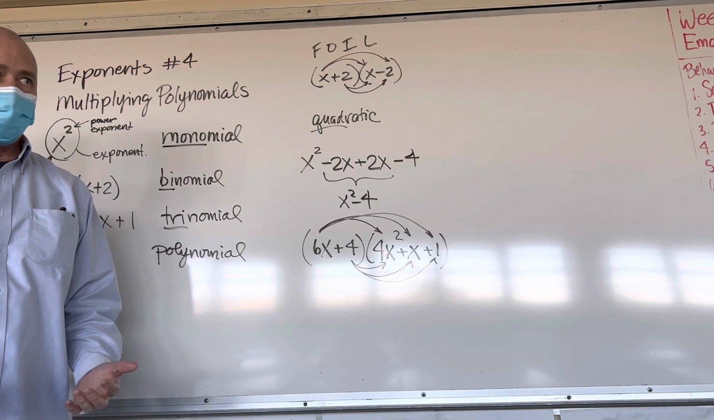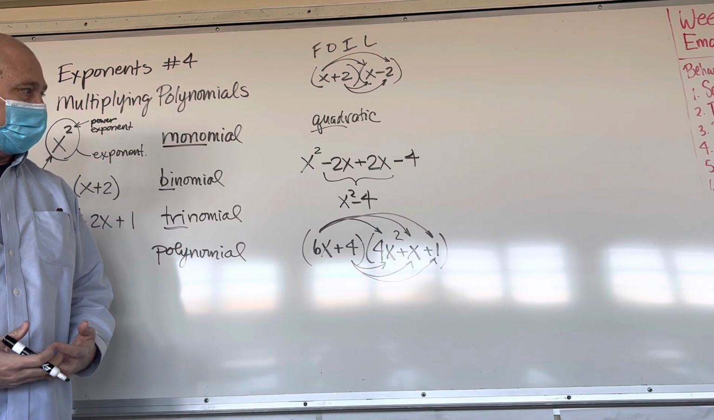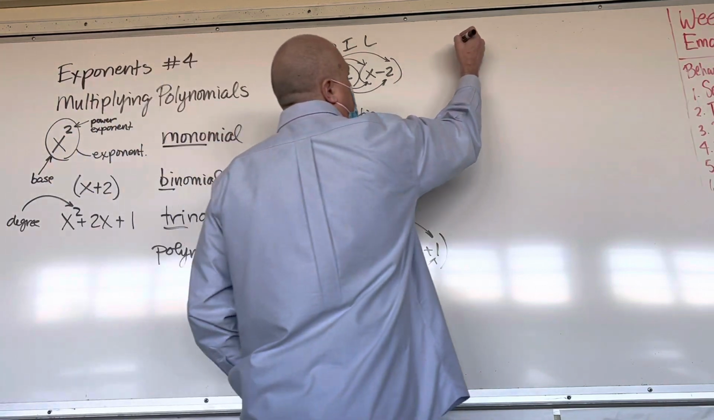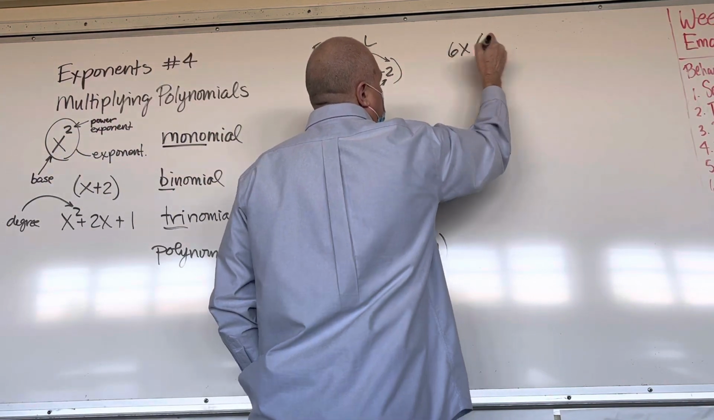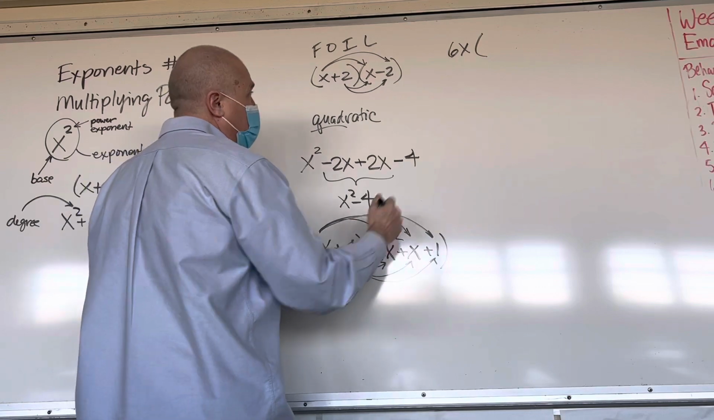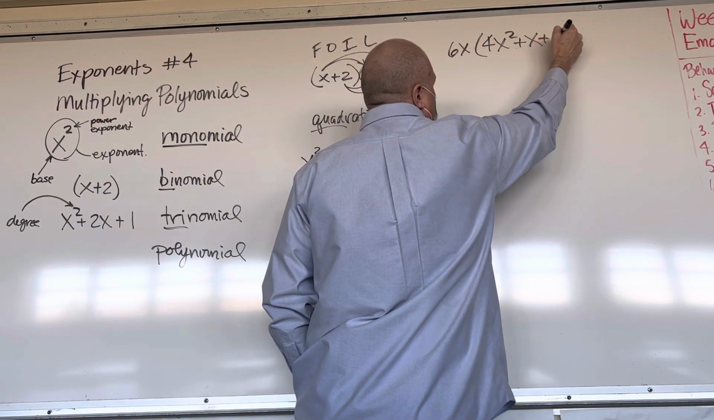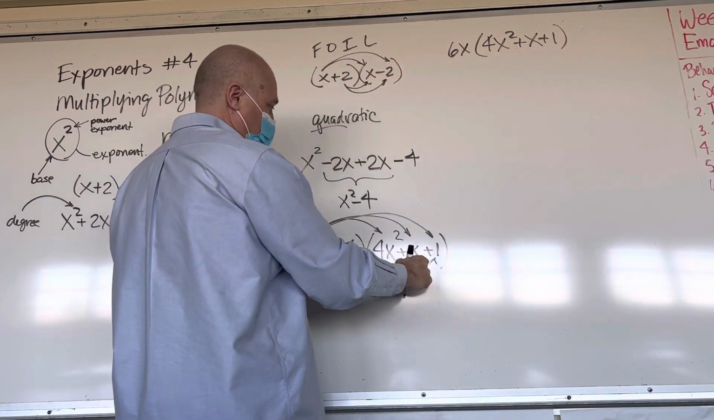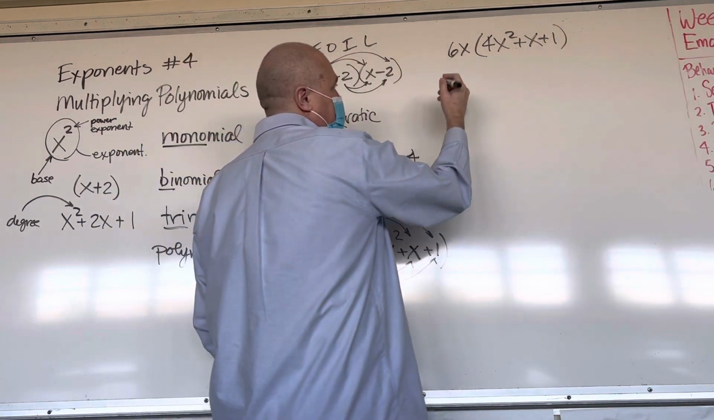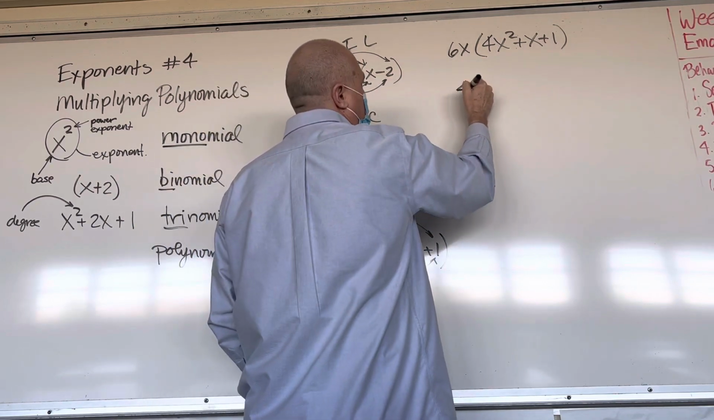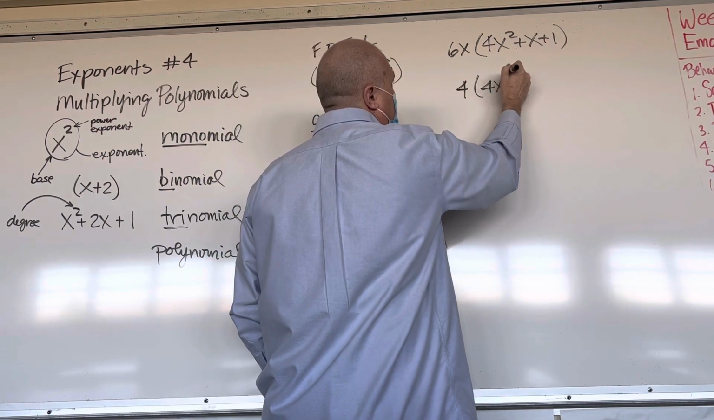So we're going to try to separate this a little bit to help our brain. We're going to take the first one times all 3 steps, which looks like this. 6x times everything in this parentheses. 4x squared plus x plus 1. And then we're going to take the 4, we're going to combine with this, we're going to add to this the 4 times all of them. So 4 times this whole thing.